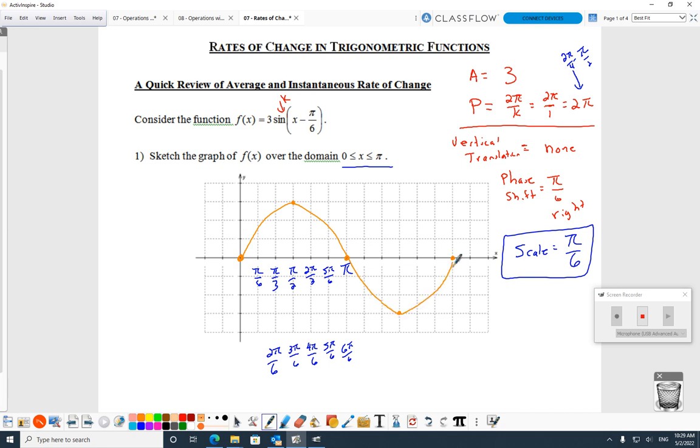And I know that this only asked for 0 to pi. And for me, I don't really care that it only asked for 0 to pi. Doing it 0 to 2 pi helped me to see the whole thing. But they only wanted this part of the loop in there, 0 to pi. Okay, that's the right amplitude and period. Any questions about that?